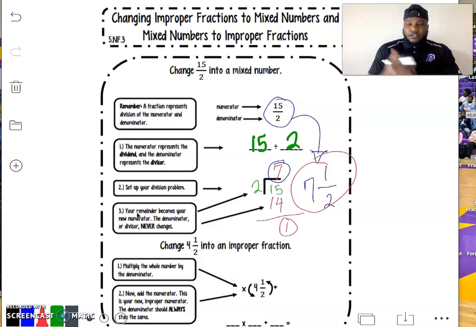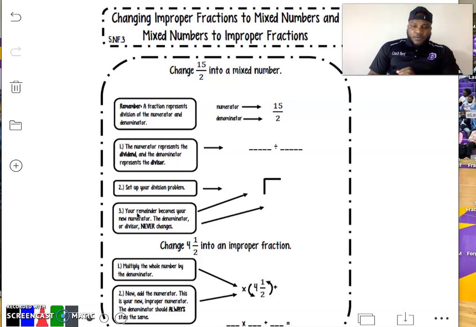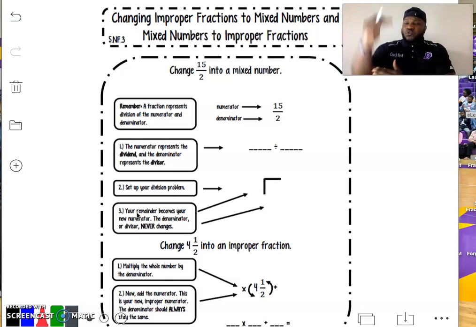All right. So divide the numerator by the denominator. Your remainder becomes your new numerator. Your denominator doesn't change, and however many whole times it goes in there is your whole number. So now we're going to move down and do mixed number back into an improper fraction. So we're changing it from the whole number and the fraction back to the biggest number on top, smallest number on the bottom, which we call an improper fraction.